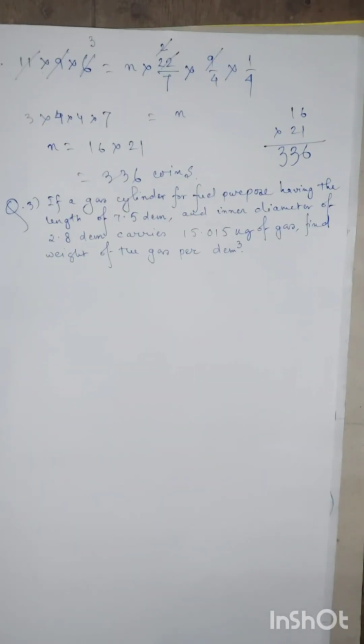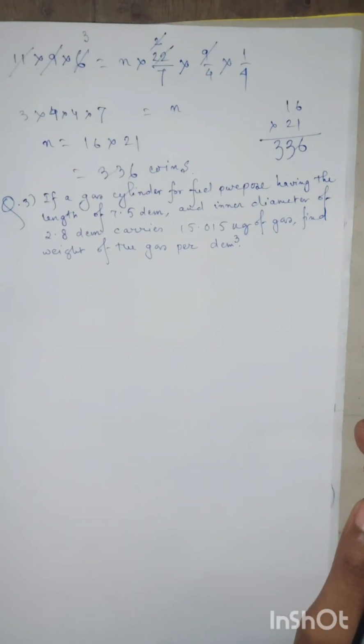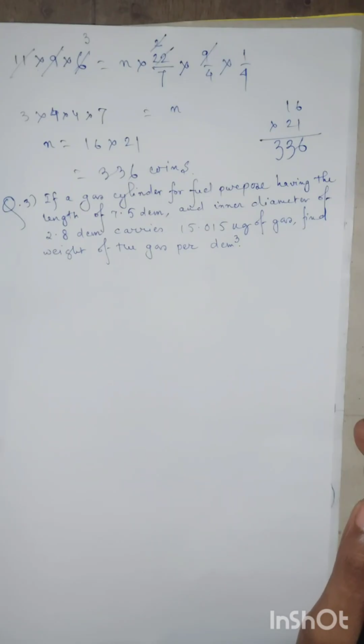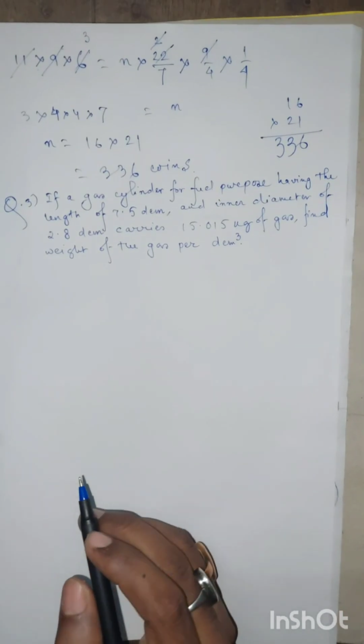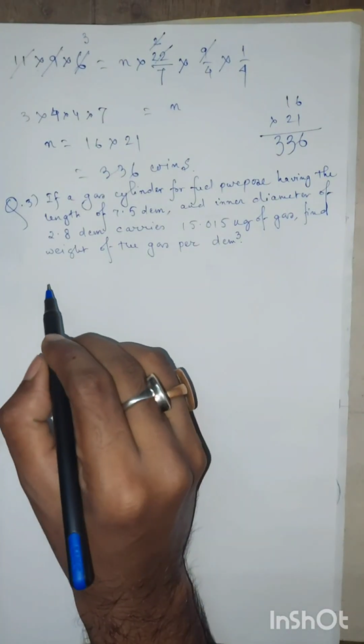So, this is our third question, which says: if a gas cylinder for fuel purpose having the length of 7.5 decimeter and inner diameter of 2.8 decimeter carries 15.015 kg of gas, find the weight of the gas per decimeter cube. So let us first draw it.